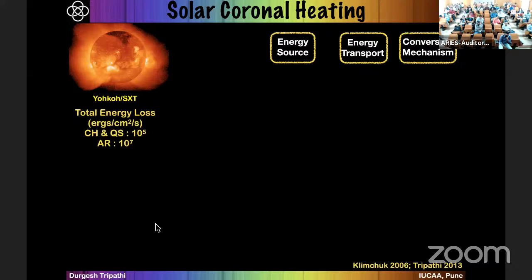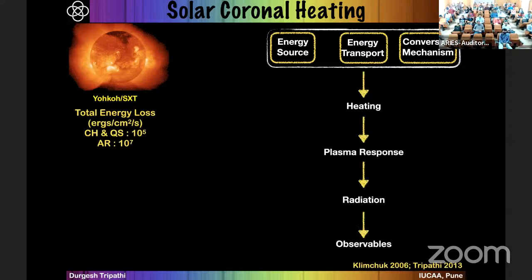To really understand this energy loss, you need to figure out what the energy source is. Having a source is not enough. You have to transport that energy as well as the mass. The energy transport might be a different type of energy, maybe magnetic energy you are transporting, but that does not really mean heating. So you have to convert that energy into heat. These are three things you need to find.